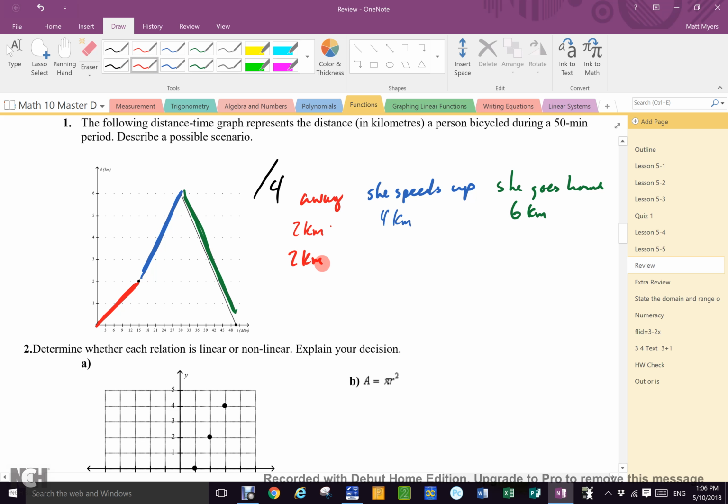2 km in 15 minutes, right? 4 km in 15 minutes. And home, 6 km in 20 or 18, probably about 20 minutes. That gets you 3. What gets you your full 4 marks?